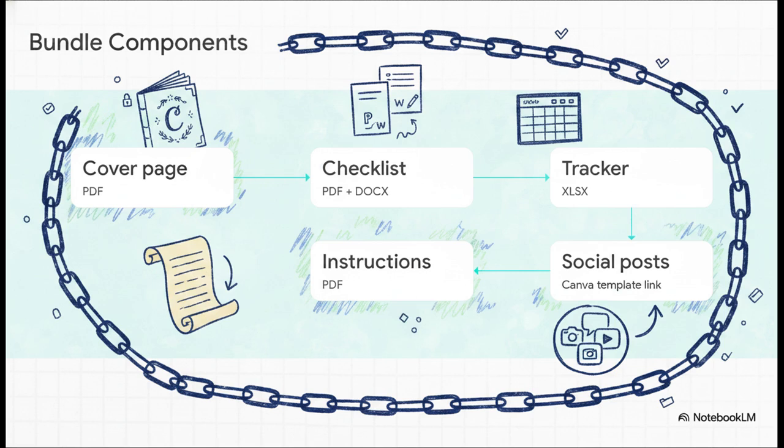Let's say you're dropping a creator's starter kit for your YouTube subscribers. Step 1, your welcome cover page is a gorgeous, static PDF. Step 2, the onboarding checklist. That gives them a locked PDF and an editable docx. Step 3, a complex channel analytics tracker packaged perfectly as a standalone XLSX file. Step 4, welcome social media posts delivered via a super convenient one-click Canva link. And finally, Step 5, the overarching instructions tying the whole bundle together are in a nice, clean PDF. Boom! Every single asset gets its own perfect format, stripping away all user friction.